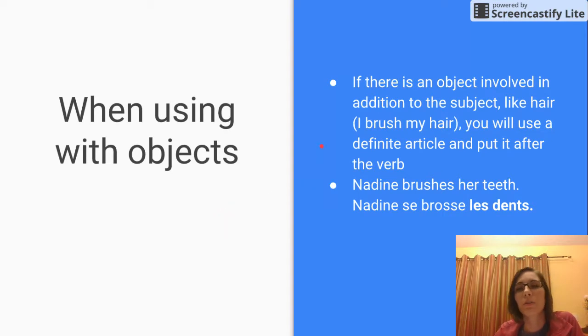Now, when you're using a reflexive verb with an object, so something like brushing your hair, you're still receiving the action that you're also doing, but your hair is involved, so it's an extra object. So you're going to use a definite article and put that object after the verb. So if we see Nadine brushes her teeth, Nadine se brosse les dents. So Nadine se brosse means Nadine brushes herself, but we're saying more than just brushing, she's brushing her teeth.